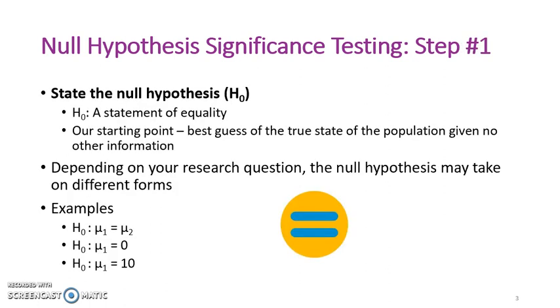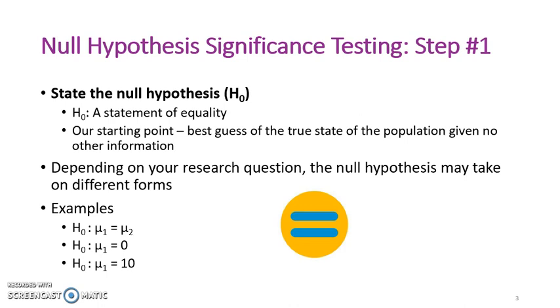The first step, after you have your research question, is to state the null hypothesis. Remember that the null hypothesis is a statement of equality. Depending on your research question, your null hypothesis may take on different forms. The first example of the null here is that the mean of group 1 is equal to the mean of group 2. The second example of the null is that the mean is equal to 0.